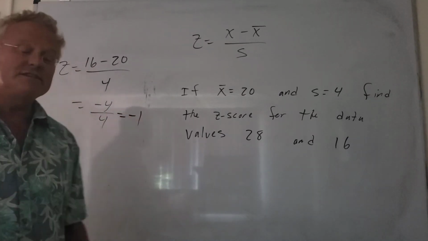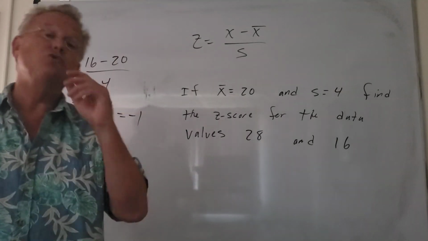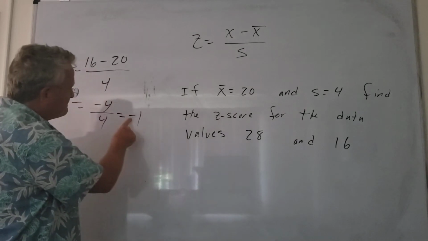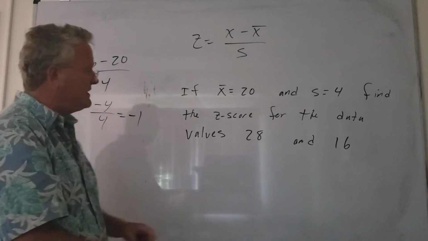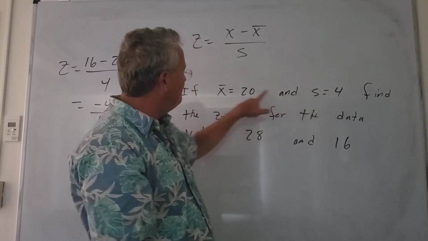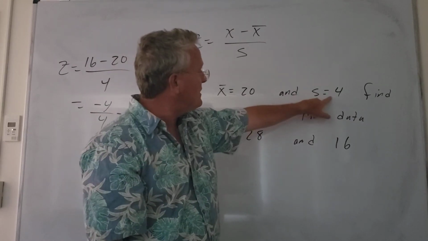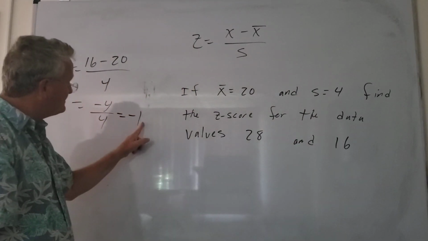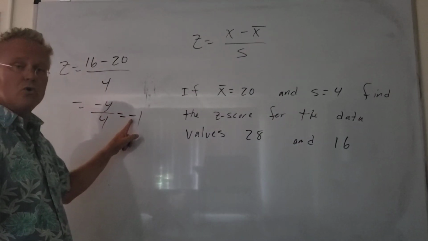The negative indicates that the data value is smaller than the mean, and in this case it's smaller by 1 standard deviation. That makes sense, because if I subtract 1 standard deviation from 20, 20 minus 4 takes us to 16. 16 is 1 standard deviation below the mean.